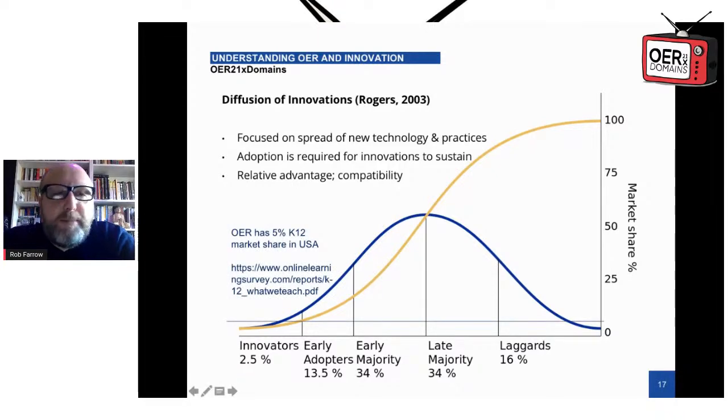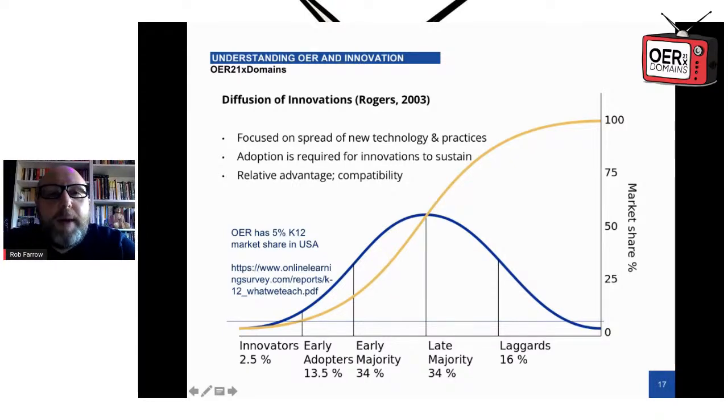OER has a 5% market share in K-12 in the USA, which is one of the more advanced spreads or proliferations of OER in a particular educational market. And 5% is not much. It puts you pretty low on this scale. And in most places, you wouldn't even be close to 5%, right? And one thing that's worth noting about this graph is that in the early adoption phase, there's a chasm of peril where things can fail at that point. So they don't get enough critical mass around adoption.